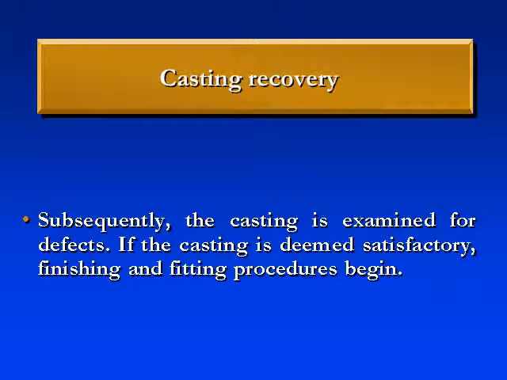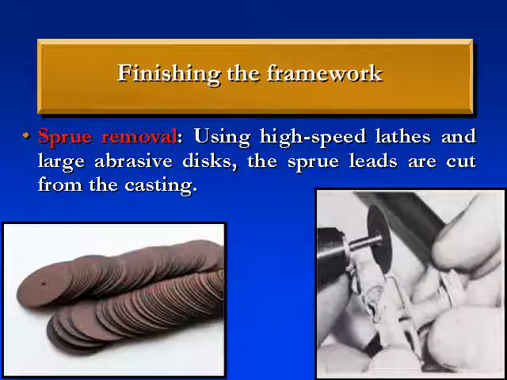Subsequently, the casting is examined for any defects, any deficiencies, any errors. If the casting is regarded as satisfactory and acceptable, finishing procedure and fitting can be started. So to finish the framework, we start with sprue removal. Sprue removal is done by using a high-speed lathe machine and a large abrasive disc.